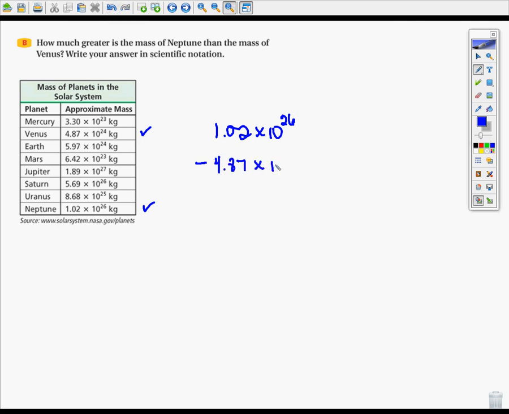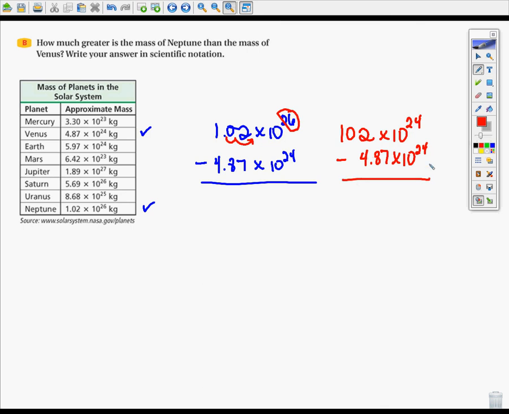4.87 times 10 to the 24th. So I will go ahead on here and change that 26 to a 24. To do that, I have to subtract 2 from here. So that means I'm making this 2 smaller, and I will make this first factor 2 larger. So it's 102 times 10 to the 24th, subtract 4.87 times 10 to the 24th.